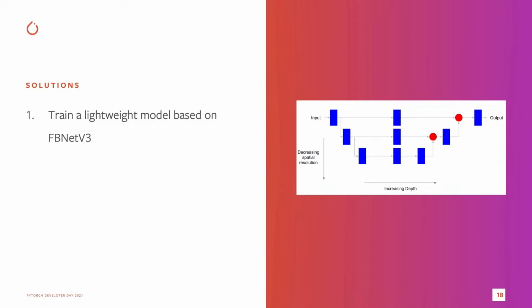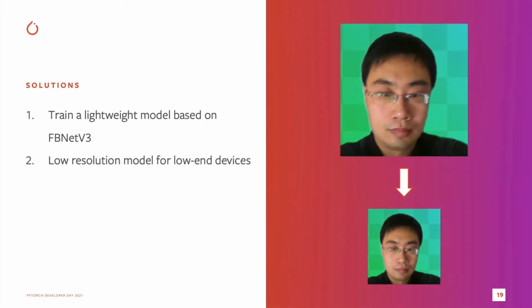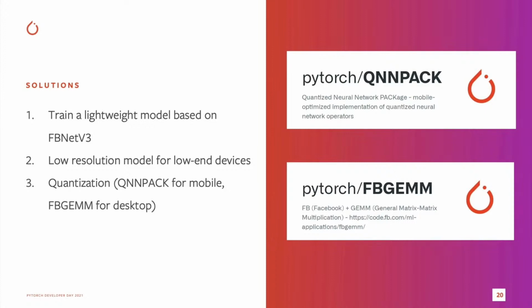First, we develop a lightweight model architecture based on FBNet v3, which is faster than the previous UNet-based model. And for low-end devices, we need to find a good trade-off between image quality and speed. So we generate a different model with lower resolution for these low-end devices. We also quantized the model. Quantization can greatly reduce the model size and latency. PyTorch Mobile supports 2 different quantization engines. For mobile devices, we can use QNNPACK. For desktop, we can use FBGEMM.